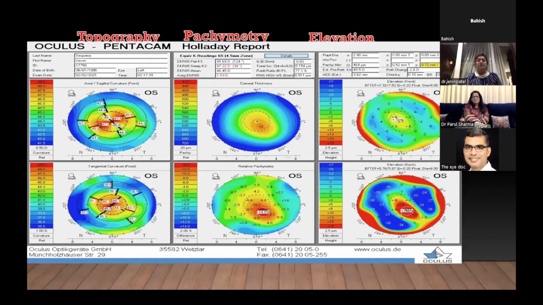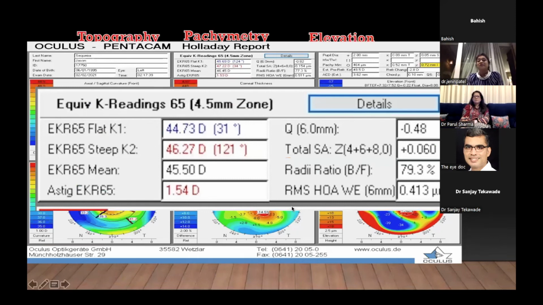So this is a Holladay report. Now, the first column will give you the basic topography of the patient. So you can look at the topography and the segments that you're seeing. It gives you the basic pachymetry, so you know whether you are dealing with an ectatic cornea or a post-LASIK cornea. And it gives you the elevations of the front and the back surface. To me, what is more important once I glance through this are these numerics. Because when I'm looking at corneal irregularity, the first thing that I'm going to look at is the higher order aberration.